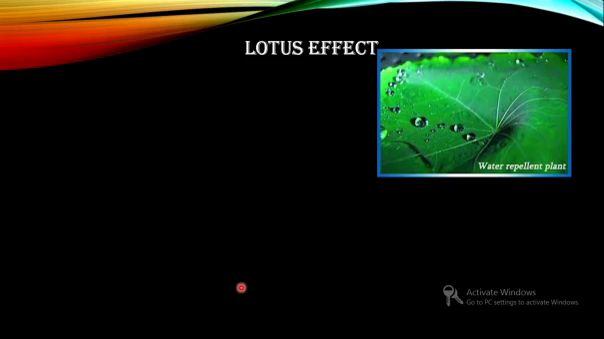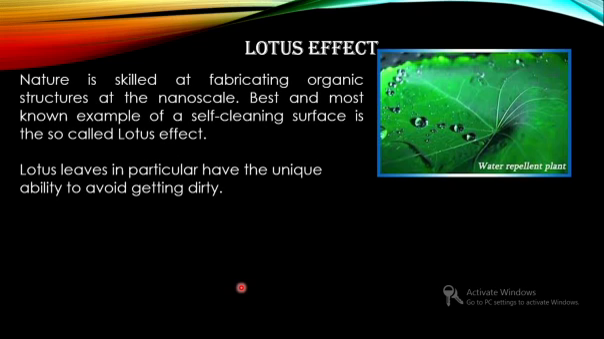Okay, so once it rolls off, what will happen? It will take away the dirt on the leaf and all. So you always find a lotus leaf very clean, even though it is inhabiting dirt. The lotus always grows in dirt and mud, but its leaves are perfectly clean and polished. Why? Because let us see what is the effect.